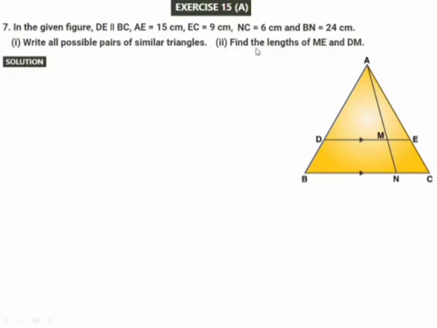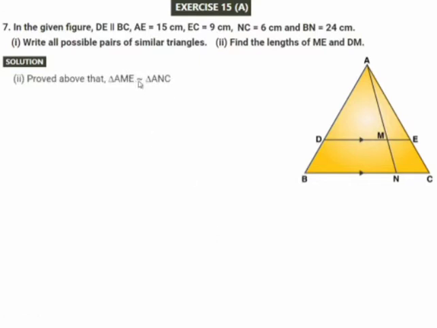Let's have a look at the second part of the question. You need to find the length of ME and DM. Let's see what things are given to us. AE is given, EC is given to us. Similarly, we have NC given, and BN is given to us. So you are expected to find the value of ME and DM. Let's see how to find.